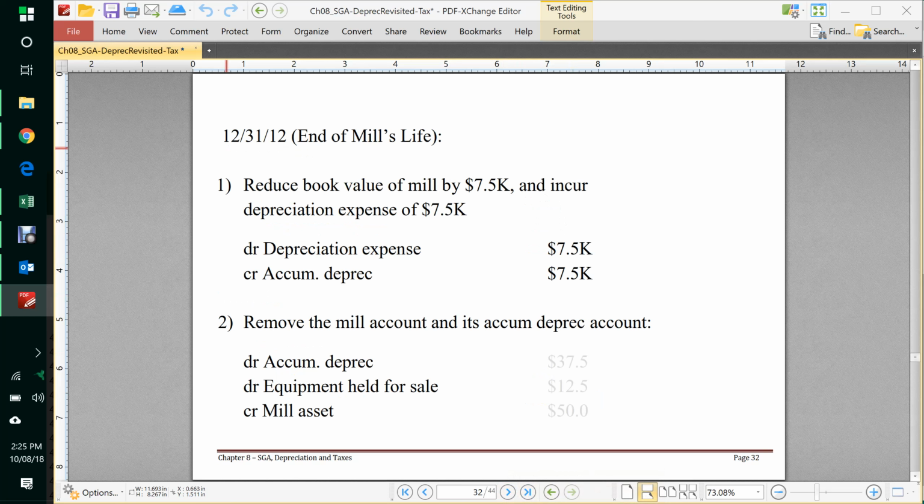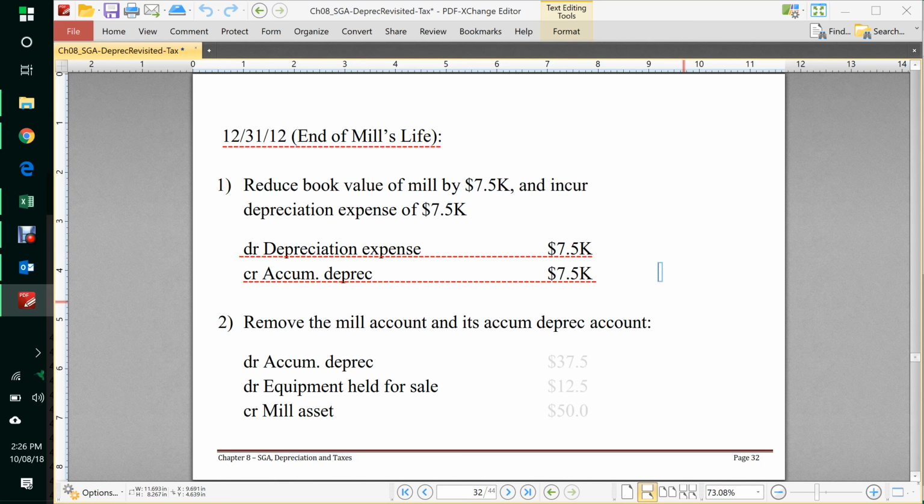Now I'm going to jump all the way to the end of the mill's life, end of 5 years, 2012. As usual, for the last year's worth of wear, we need to record the depreciation expense again and note that in the pilot fish accumulated depreciation account. But now also we have to ask the question, do they still have that mill asset anymore? No, they have a salvage value asset.